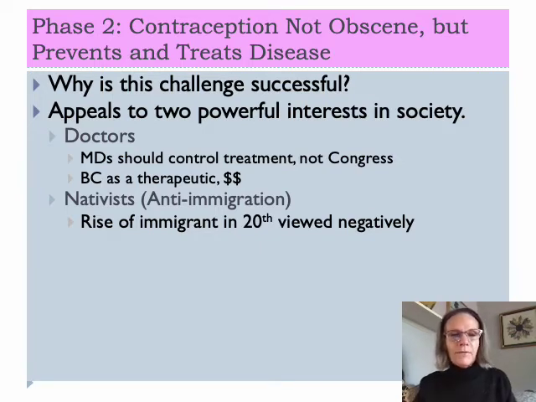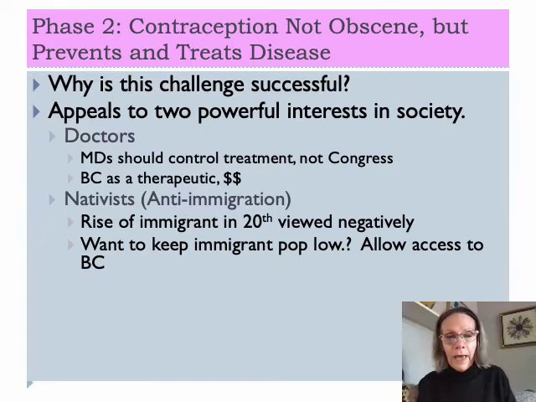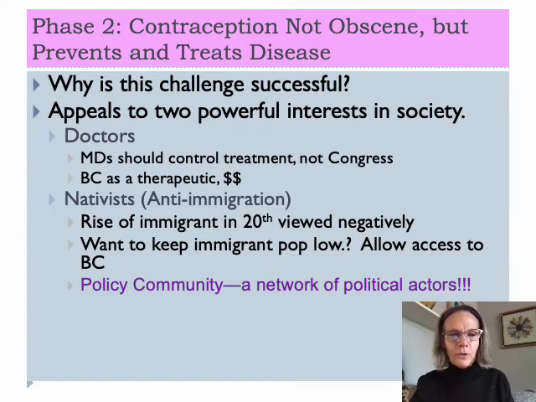And so the rise of immigrants in the 20th century was viewed negatively. Hey, you want to keep the immigrant population low? Give birth control to immigrants, and therefore they'll stop reproducing, and real Americans can reproduce and keep the population pure. As you're going to see throughout the course of this semester, sometimes feminists like Margaret Sanger will align with a less than appropriate group like anti-immigrants to achieve what they see as this bigger goal of achieving reproductive freedom or other goals for women.